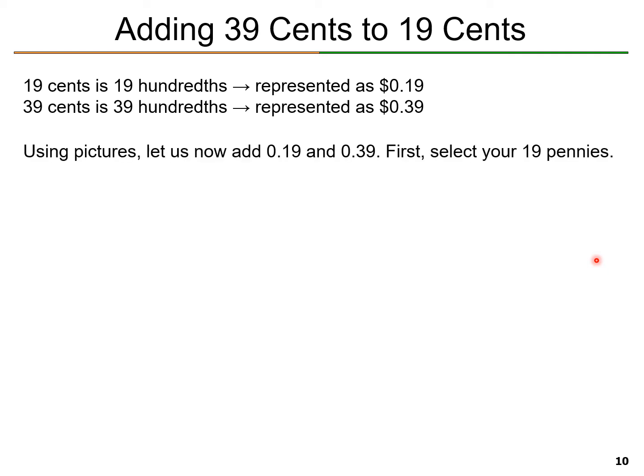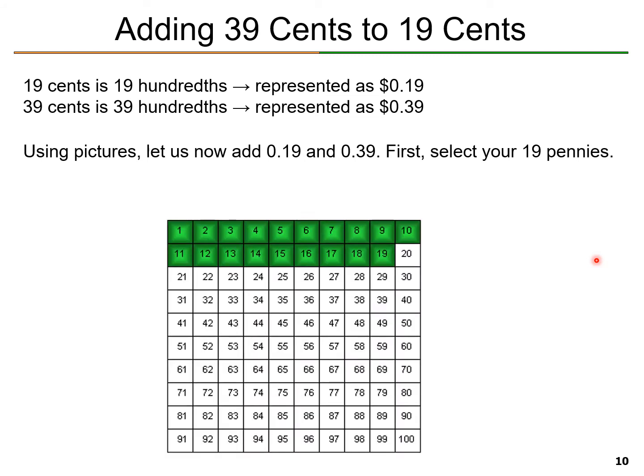Using pictures or counting, let us now add 19 cents to 39 cents, or rather, we're going to add 39 cents to 19 cents. First, we're going to select our 19 pennies because we are adding 39 to 19. 19 is what we're going to start with. So that's shown right here. We have selected 19 pennies.